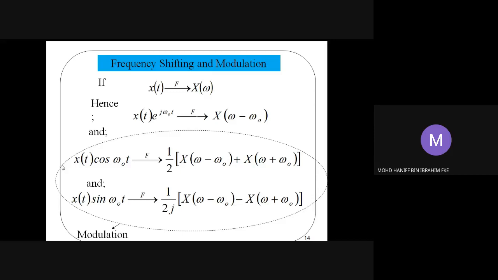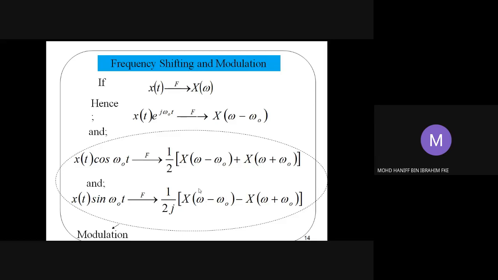So for the x(t) which is multiplied with the cosine omega naught t, notice that there should be omega naught there. Its respective Fourier transform is simply half. So the X(omega) just now shall then be shifted by these two values. The first one is omega minus omega naught, and the second one is omega plus omega naught.